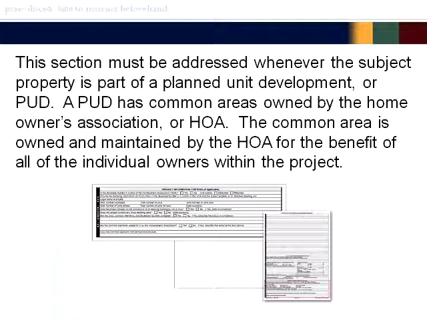Another type of property is part of a planned unit development, or PUD. A PUD has common areas owned by the Homeowners Association, or HOA. The common area is owned and maintained by the HOA for the benefit of all the individual owners within the project.